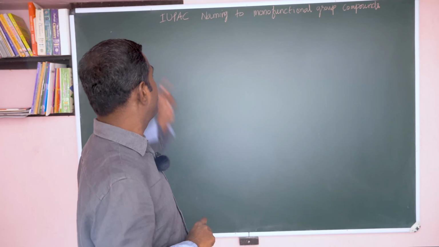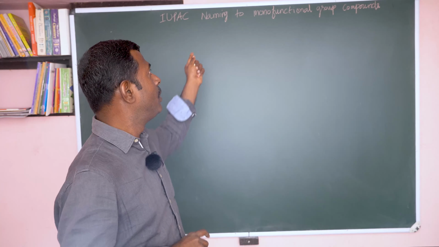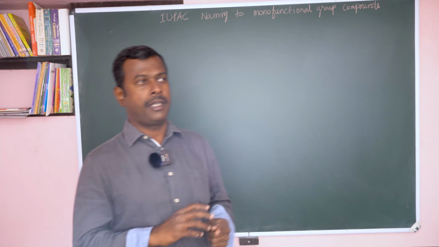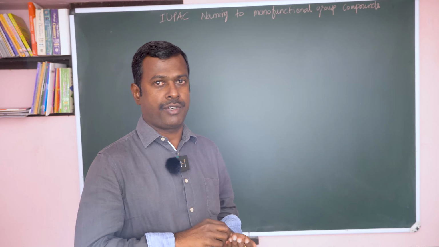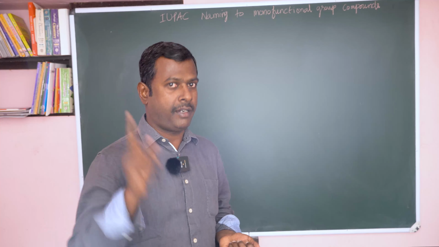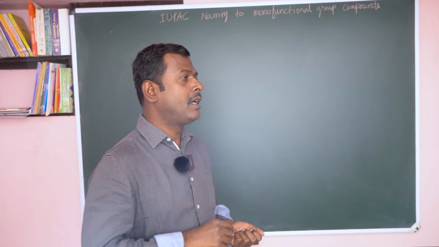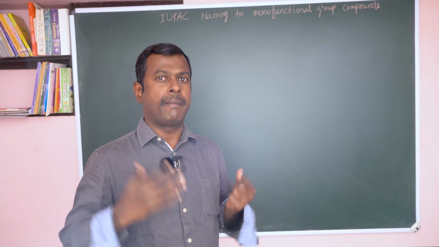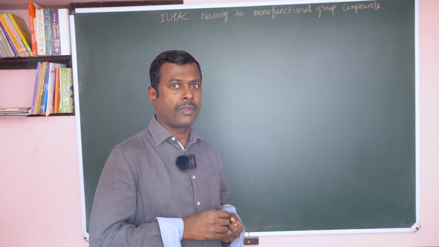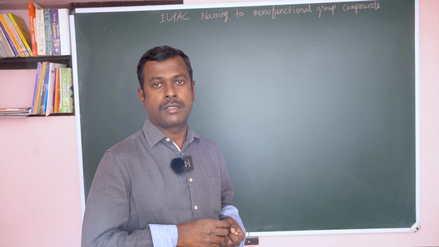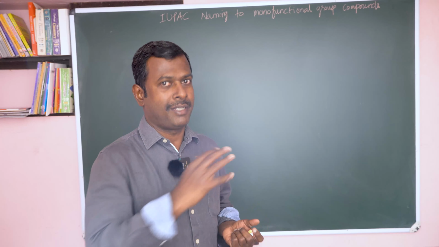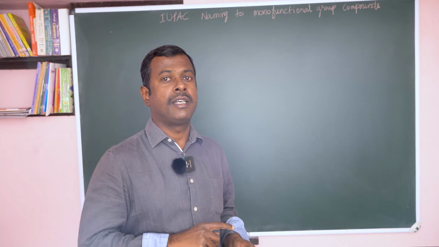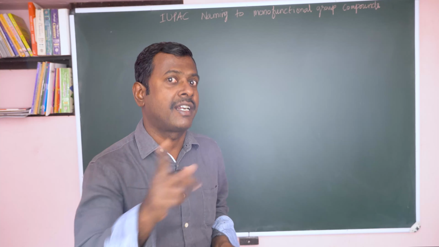In this class we are going to see IUPAC naming for monofunctional group compounds. There are three main branches in chemistry: organic chemistry, inorganic chemistry, and physical chemistry. Inorganic chemistry is mostly memory based. Physical chemistry is mostly numerical based, but organic chemistry is understanding based.